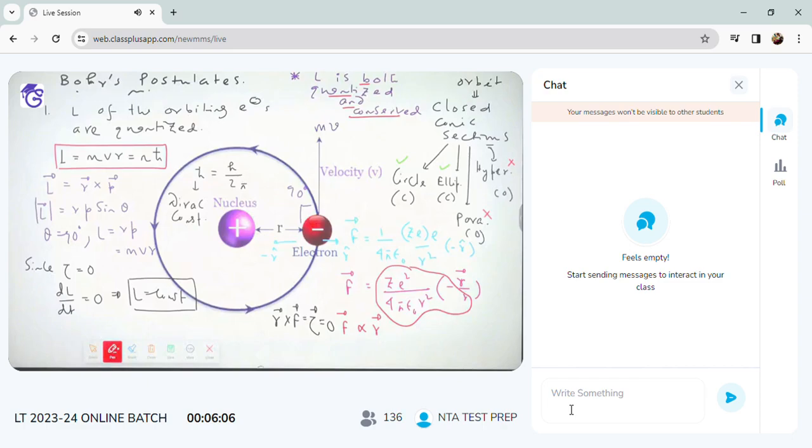Quickly note it down if you want to note, or if you want to take a screenshot, please take the screenshot. Or if you are not getting the screenshot, then make some arrangement so that you can take a photo of it.